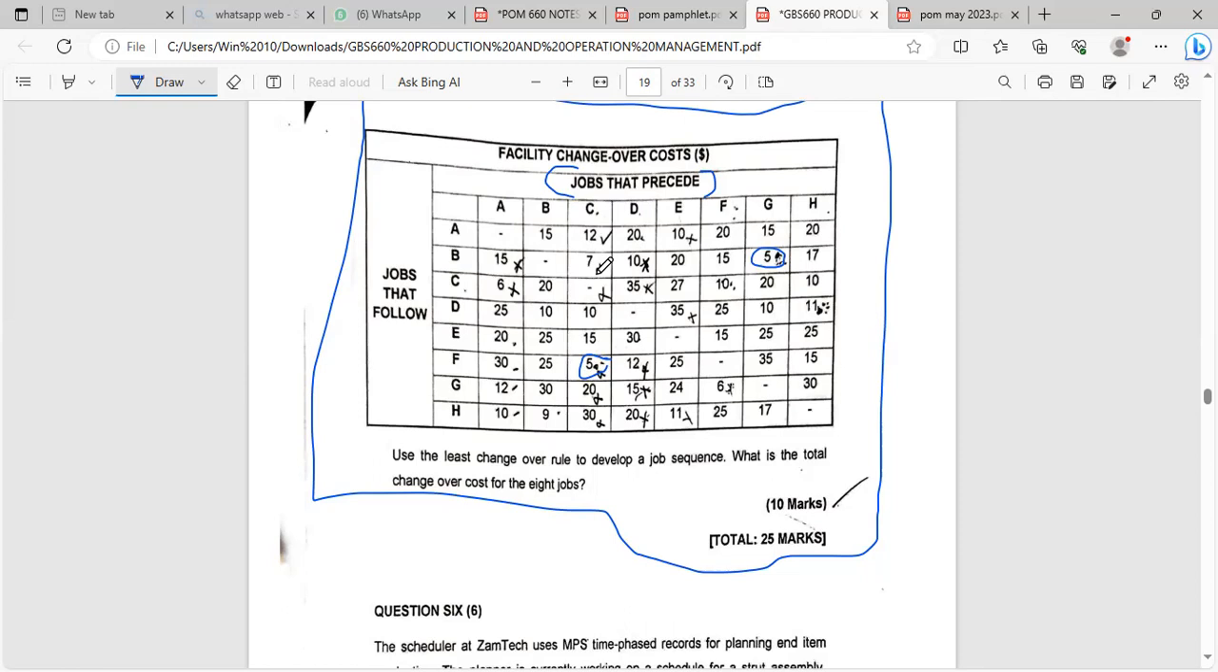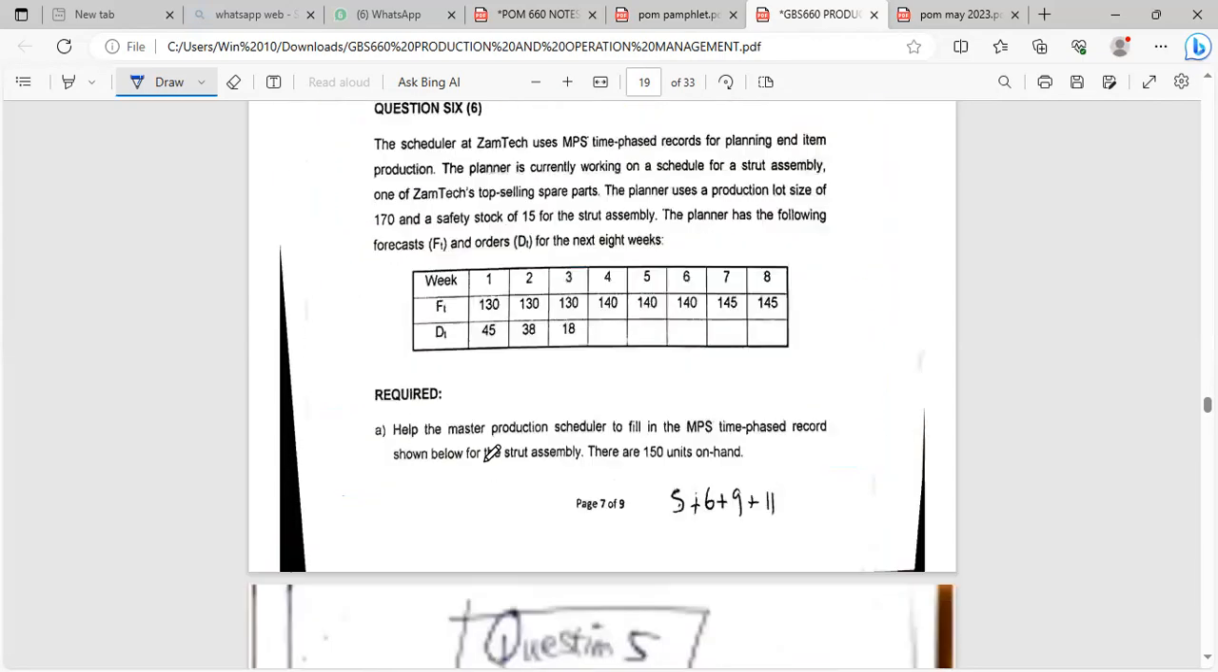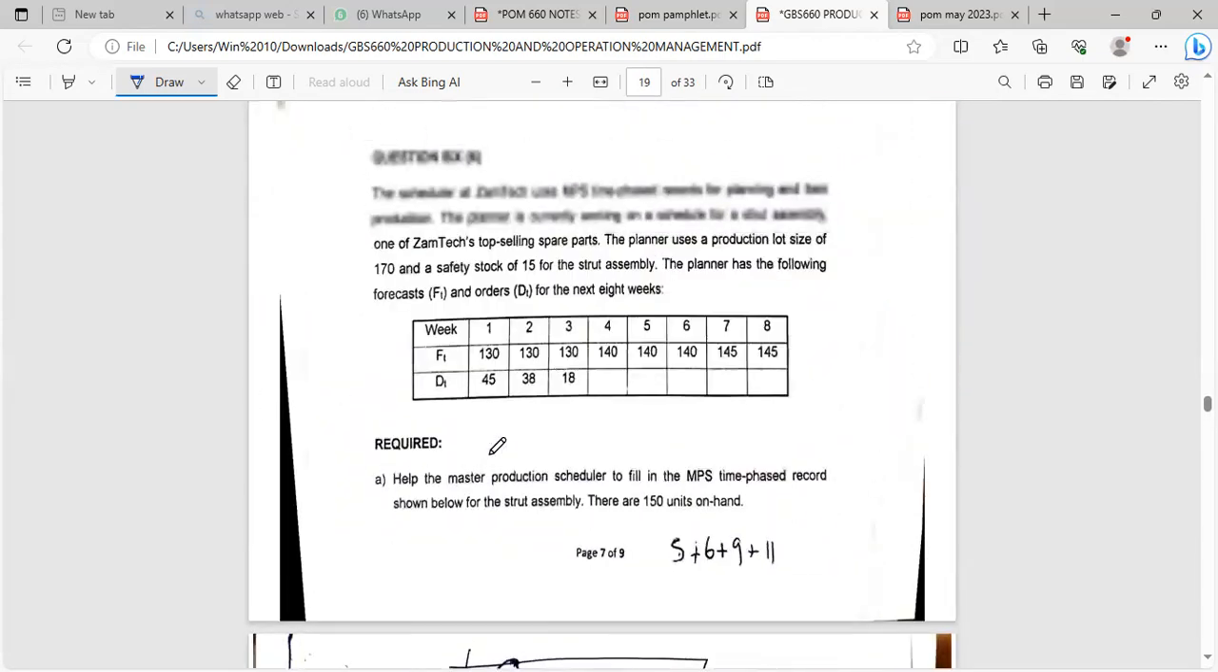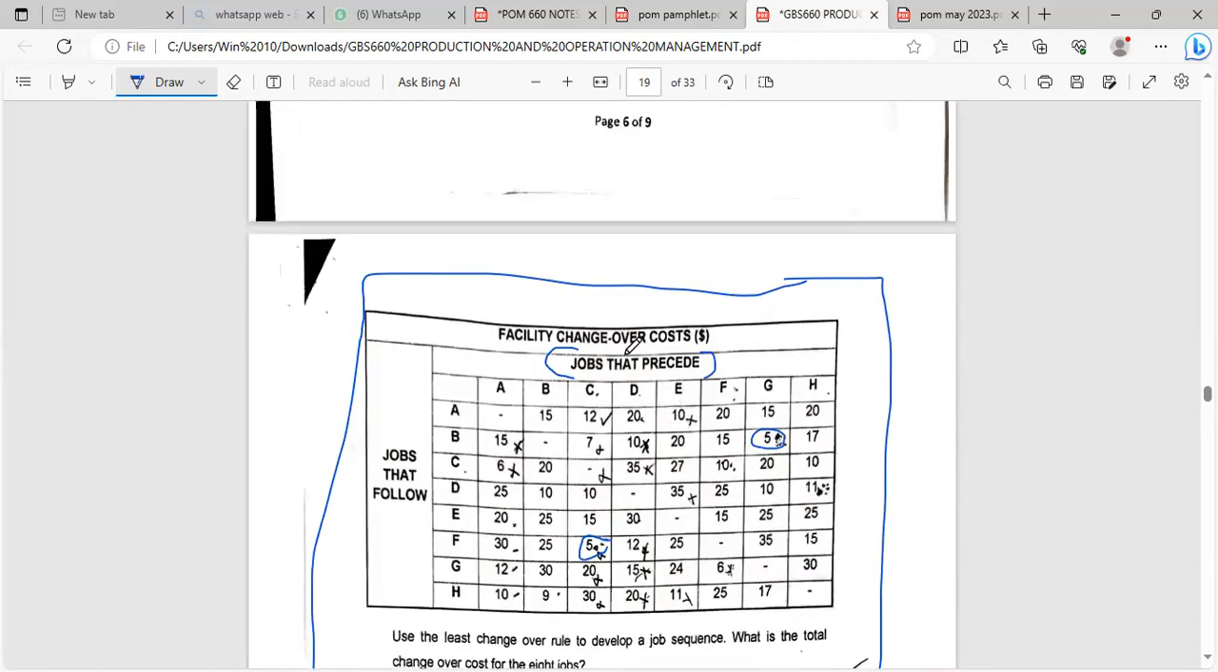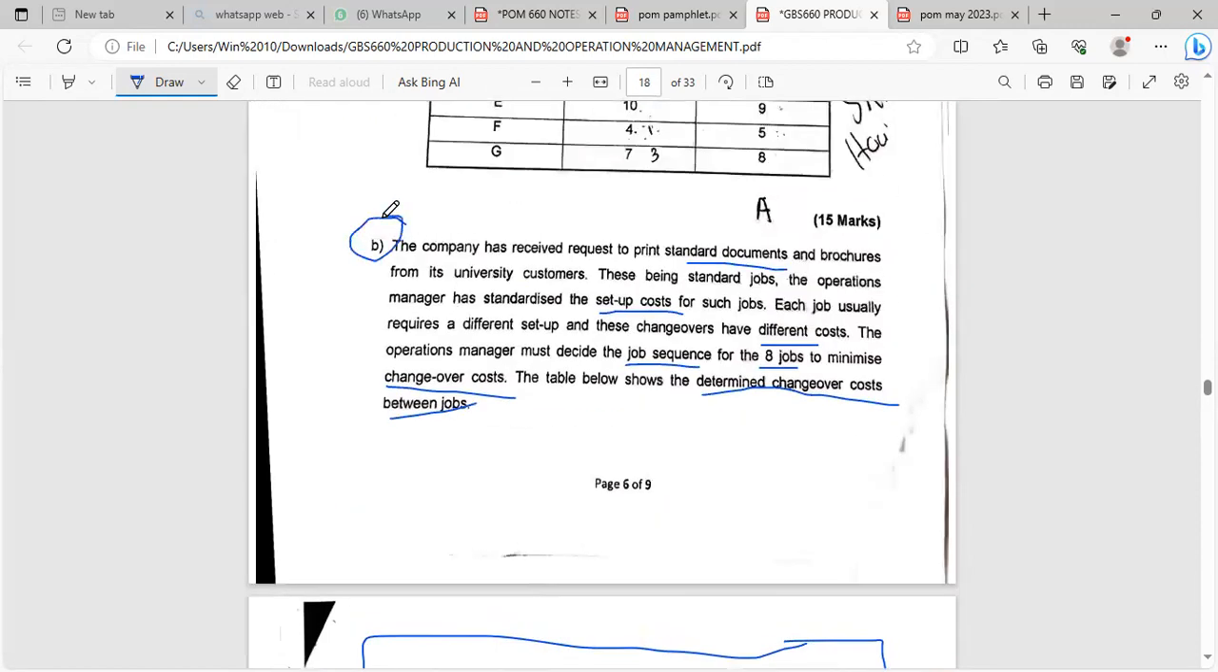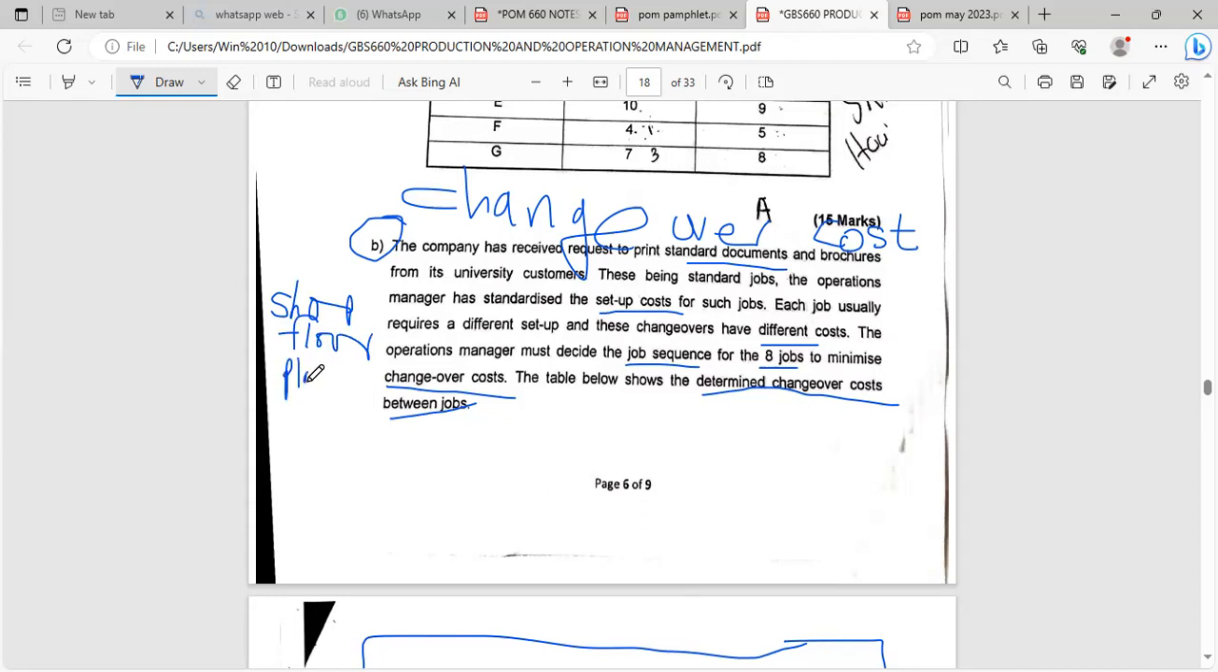So what happens here is that I'll sort this problem from within here. We're just looking at part B of the question, for changeover cost. That was part B of this problem, which was on shop floor planning as a topic. So please take note.